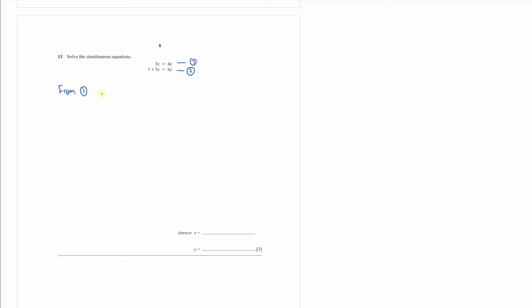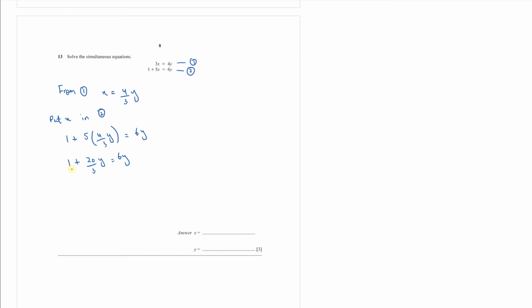So from 1, we get x equals 4 by 3y. So I made x the subject of the formula. So put x in 2, or substitute the value of x in 2. So I get 1 plus 5 into 4 over 3y equals 6y. So that becomes 1 plus 5 times 4 is 20 by 3y equals 6y.